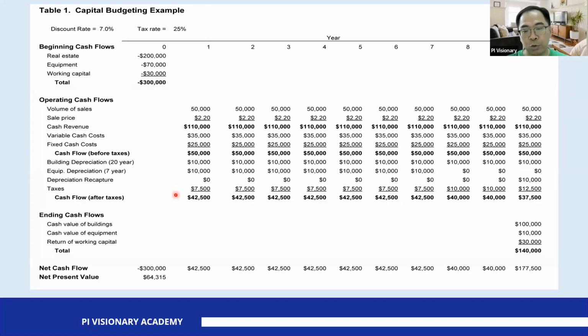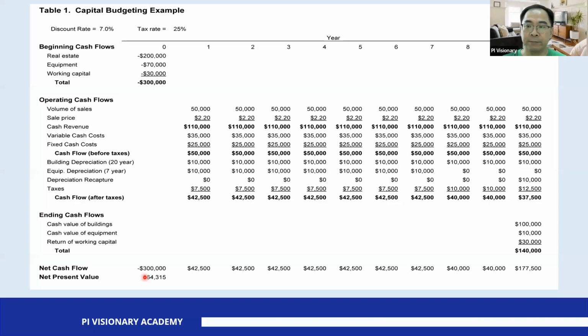You pay 42,000. So at the end, every year, and so on. So you have the cash value for the building and the net cash flow. This one you need to put negative 300. Then all this net cash flow, then discounted, you get the net present value 64.